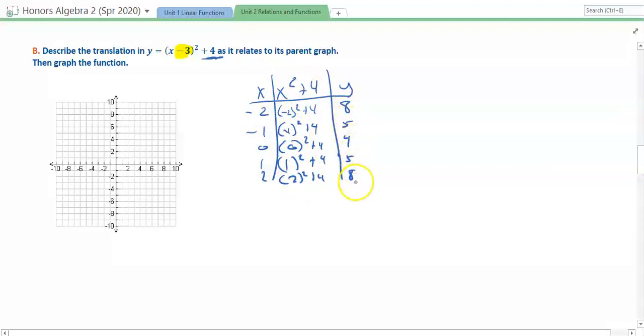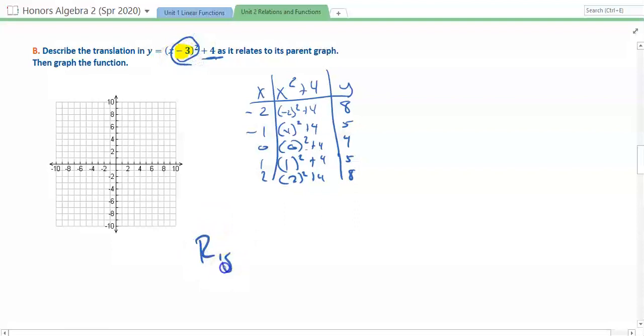And so I've shifted this from 4 to 8, from 1 to 5, from 0 to 4, from 1 to 5, and from 4 to 8. So all of those are a shift in which direction? It's the upward direction.